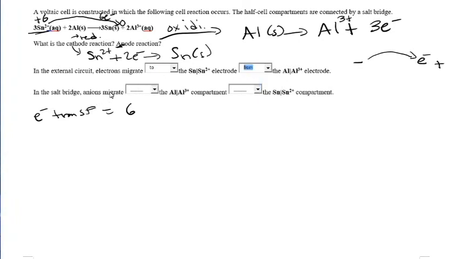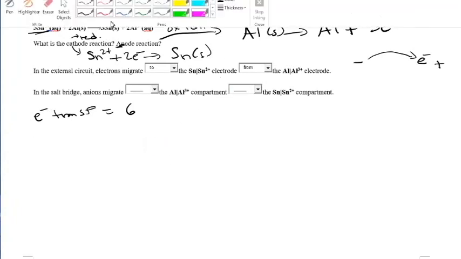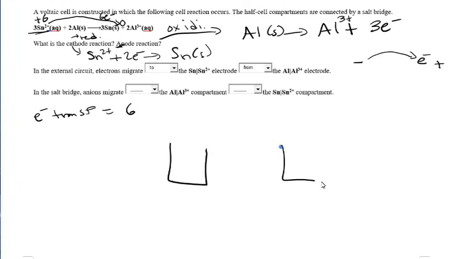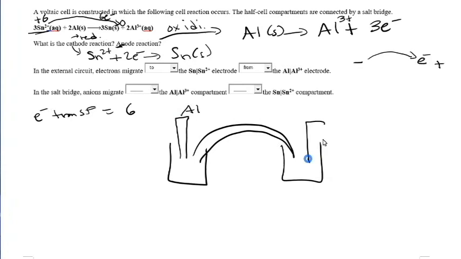In the salt bridge, anions migrate to or from the aluminum compartment to or from the tin compartment. So remember that, let's go ahead and just draw it out real quick here. So we have this half cell, this half cell, you have your salt bridge. We said that, I'm sorry, we said that the tin was the cathode. So we're going to say that this is the aluminum, this is the tin. So the tin is the cathode, which is positive, the aluminum is negative. So negative is a source of electrons, so electrons are going to go towards the tin.